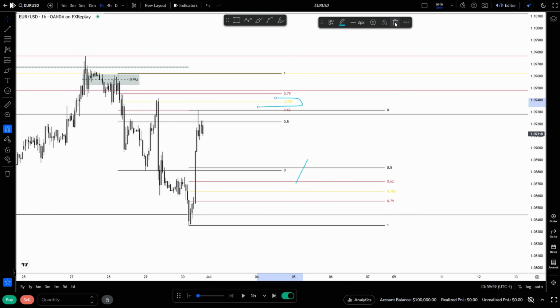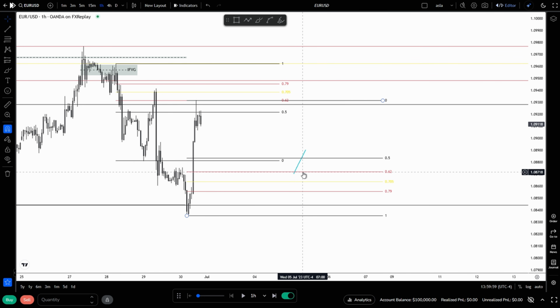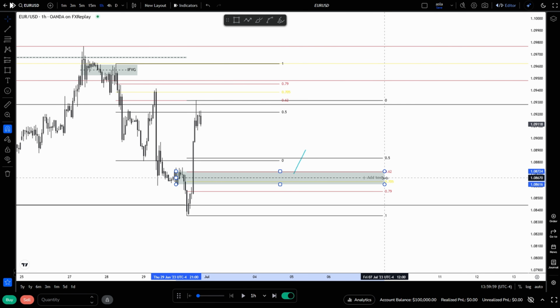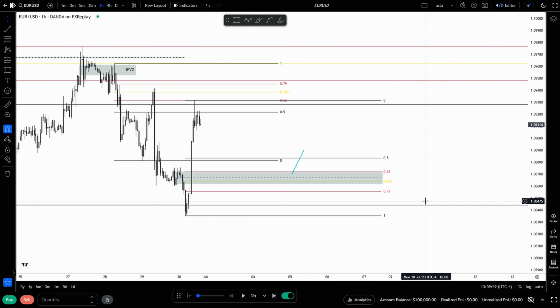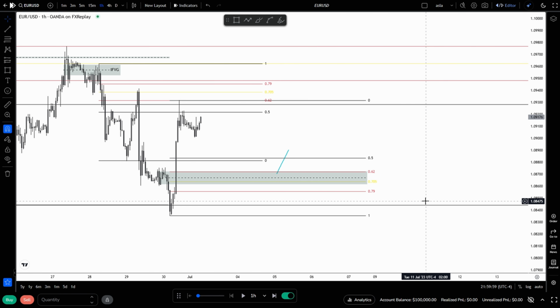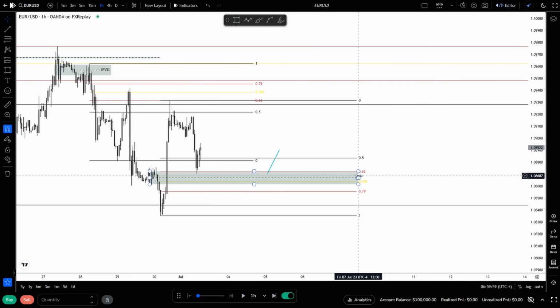Now, if you look carefully at this area right here, you can see that we also have a breaker block sitting inside this zone. So now we have multiple confluences overlapping again. We have the OTE zone, and we also have a breaker block. Now the question becomes, what happens when price returns to this area?